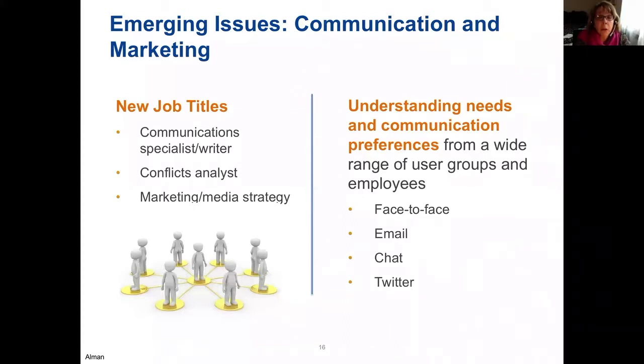And as in one of the earlier slides, there is an increased diversity in our users and in our workforce, so we need to pay attention to generational issues, cultural issues, and preferences. So I think those are the key emerging issues in communication and marketing.